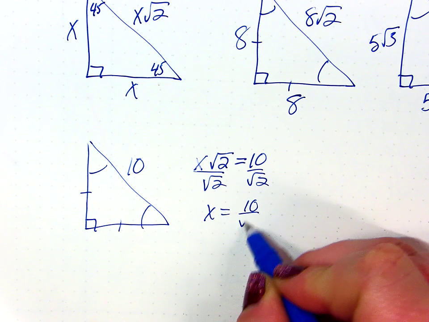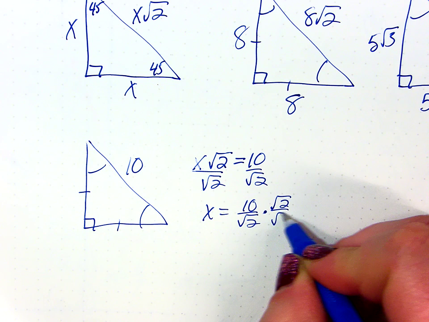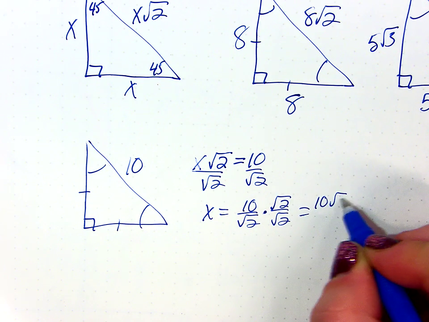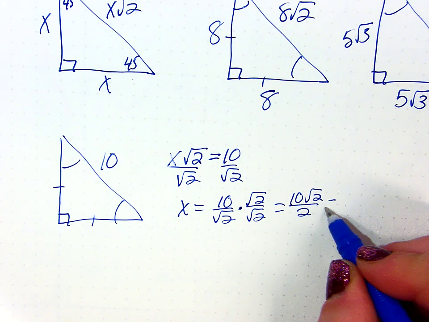You can't leave a square root in the denominator, right? So I know you get 10 root 2 over 2. But then can't you just cancel those two out and get 5 root 2?